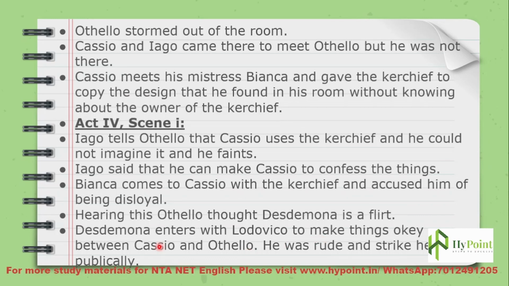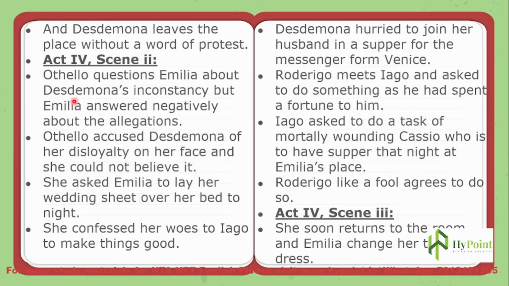When Desdemona comes with Lodovico to make things clear between Cassio and Othello, he was very rude. He was infuriated. Now you want to make everything clear between me and your lover, your flirt. Then he was very rude and struck her publicly. And Desdemona leaves the place without a word of protest. She was surprised and could not say anything. She is such a naive person.